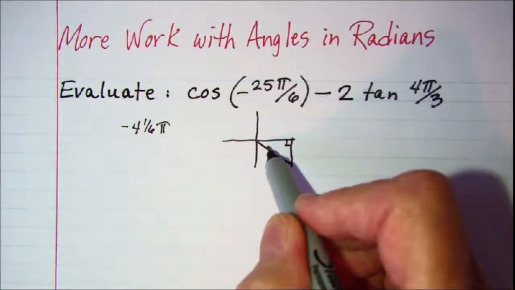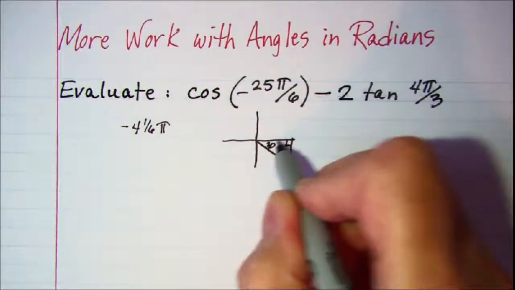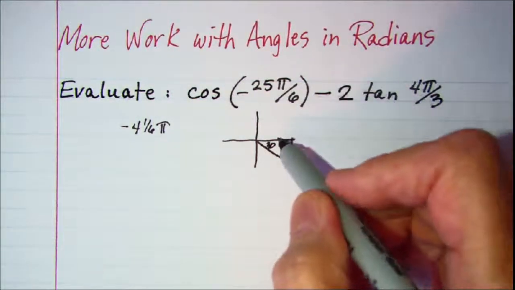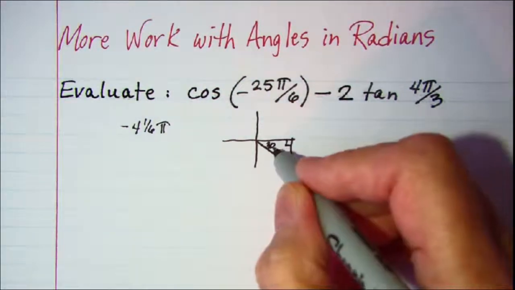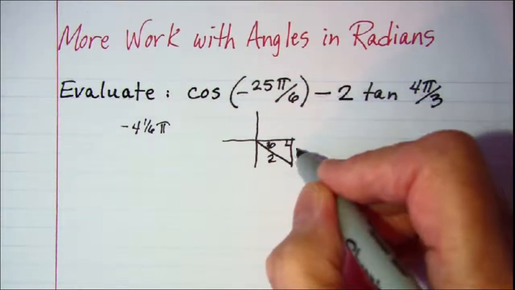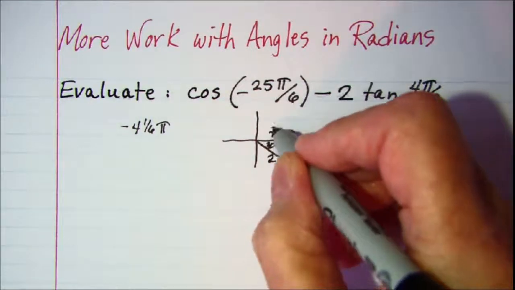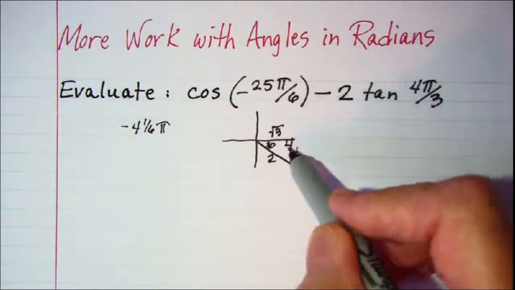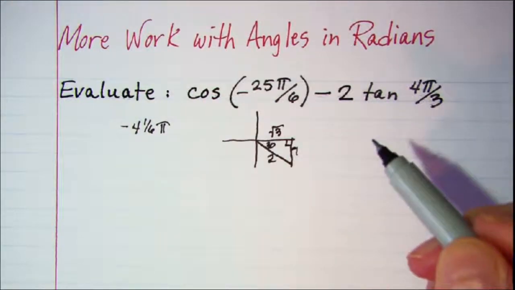And we know that pi over 6 is the same as a 30-degree angle. So the reference angle here is 30 degrees, or pi over 6. And then I can put my numbers in. The hypotenuse would be 2. The side opposite the 30 is 1, and the side opposite the 60 would be root 3. Now I need a negative on this side since it's below the x-axis.